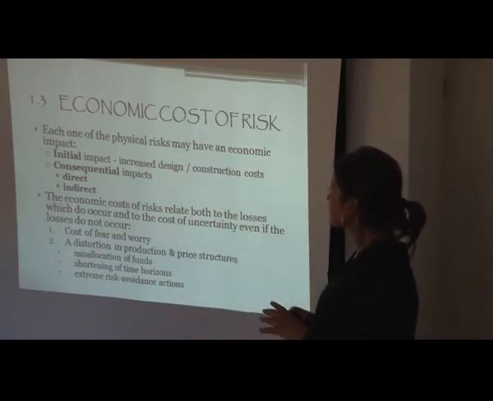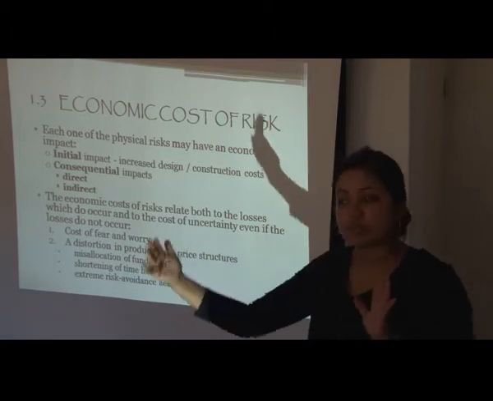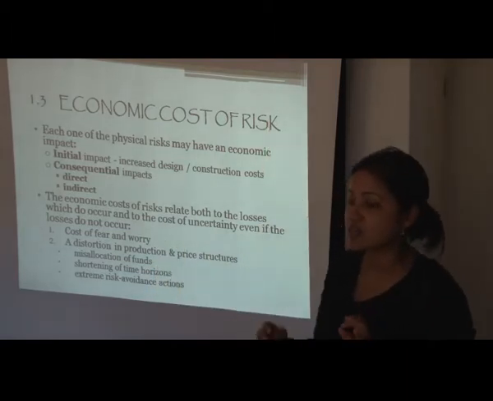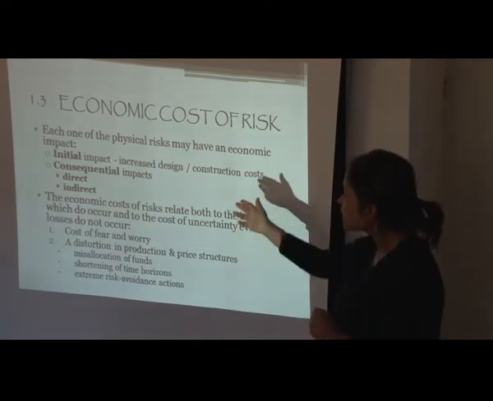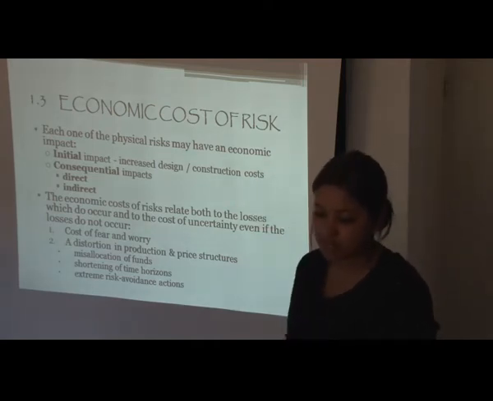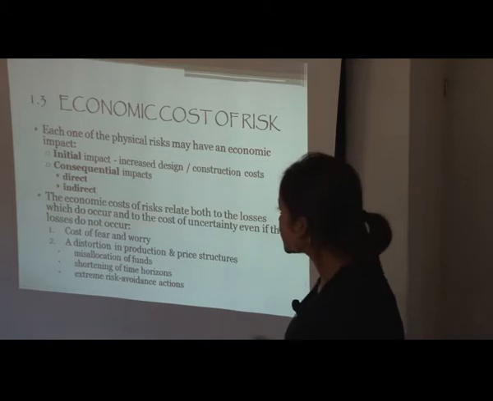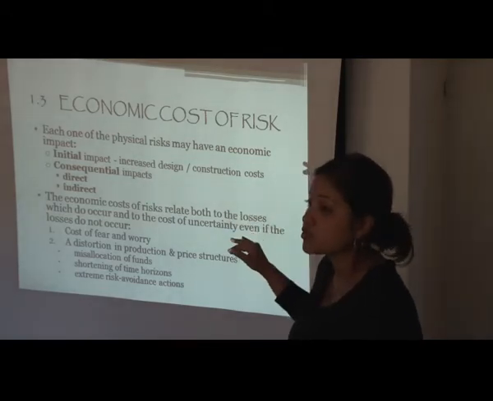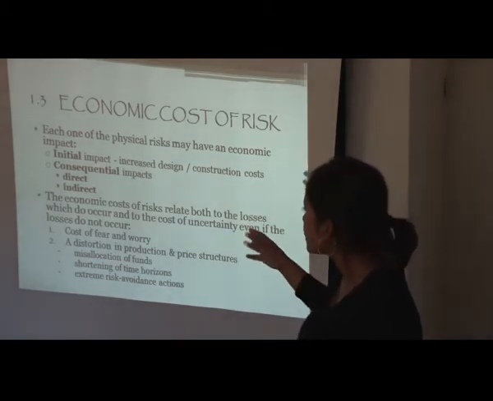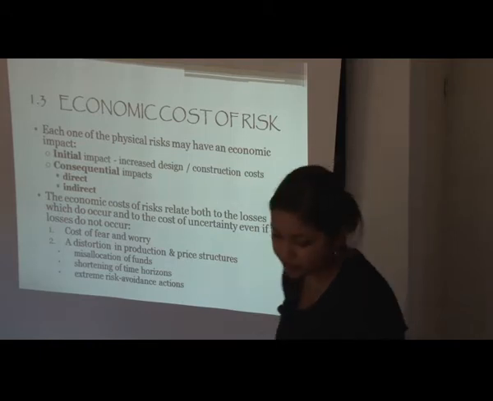So increased design or construction costs, those are all in the beginning stages of, let's say, building development as an example. And then you get consequential impacts, such as direct or indirect. You also need to know the difference between the two, and an example of what would be a consequential impact, right?